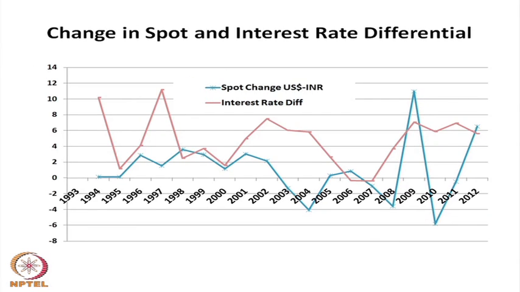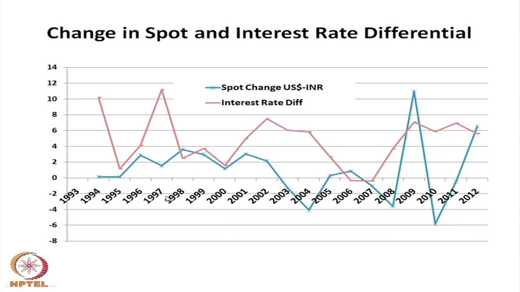If you see the other, the change in the spot interest rate differential. As I mentioned earlier, the change in spot rate should be equal to the interest rate differential if there is no arbitrage opportunity between money market and forex market. If a differential exists, then there will be arbitrage between the two markets. I have mentioned here the spot exchange rate change, which is the blue line, and how volatile it is over the years.